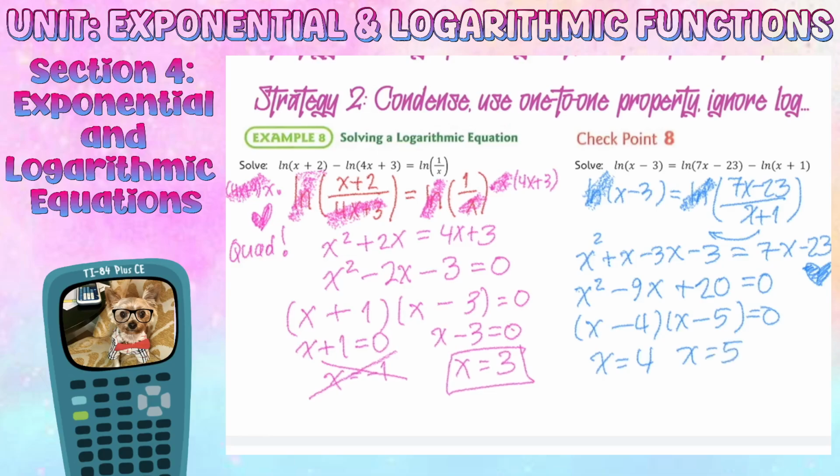Check for extraneous solutions. If I fill in the 4, I don't get a negative anywhere, so you seem okie dokie. And I fill in 5, and yeah, you look cool too. I think they're both good. See, we don't have to have an extraneous. We could have two very happy, wonderful, working solutions.